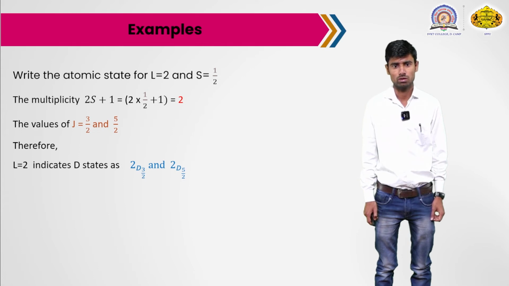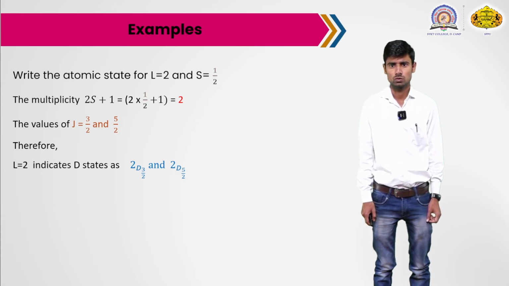consider a second example. We have an example: write the atomic state for L equals 2 and S equals half. Here we have been given the value of the orbital angular momentum of the atom and the spin angular momentum of the atom. So S equals half gives us the multiplicity 2 as calculated here. And L equals 2 means D states. And here we have the two values of J, L plus S to L minus S. So 2 plus half will be 5 by 2 and 2 minus half will be 3 by 2. So there are two values of J, which are 3 by 2 and 5 by 2.